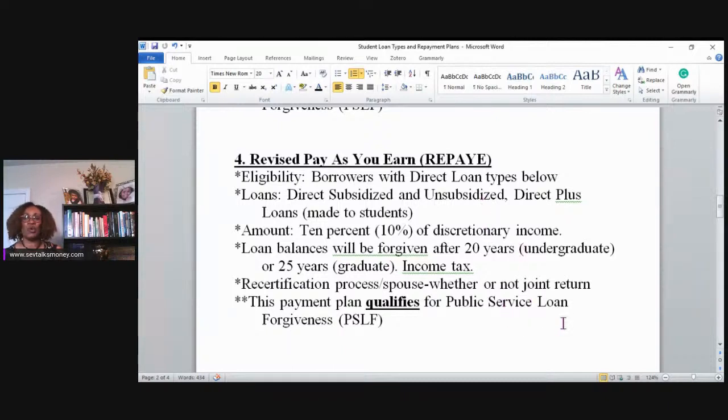And of course, it does qualify for the public service loan forgiveness. Based on the industry I'm in and the job I do, I do not qualify for the public service loan forgiveness program. So even though the plan qualifies me, my job does not qualify me. And again, next week we'll talk some more about that.